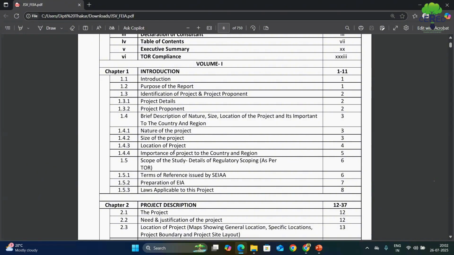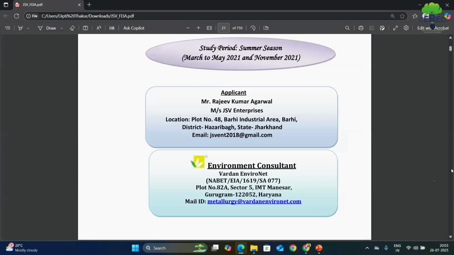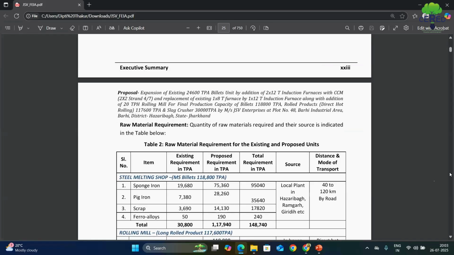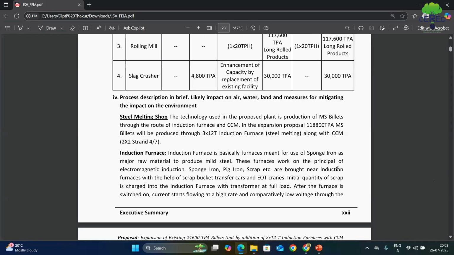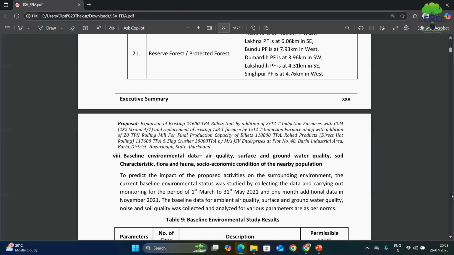And in chapter 1, we first introduce the project. So let's begin the introduction of the EIA report. We are here now with the EIA report, and here it is, I think. This is the executive summary.